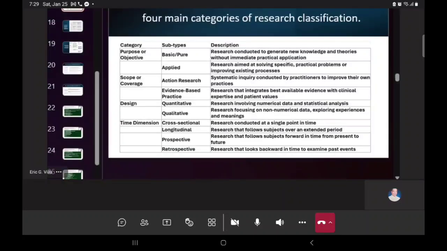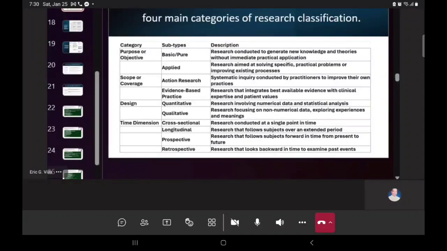In terms of scope or coverage, we have action research and the evidence-based practice. Action research represents a unique approach where practitioners study their own professional practice to improve it. This type of research is particularly valuable in education, healthcare, and organizational development, where professionals can systematically analyze and enhance their methods and outcomes through continuous reflection and adjustment.